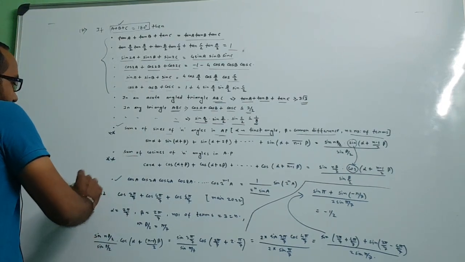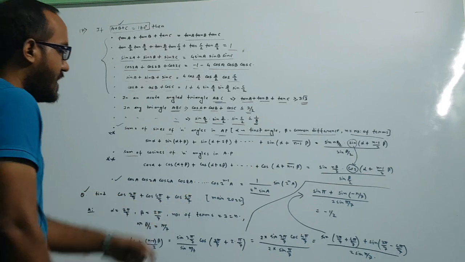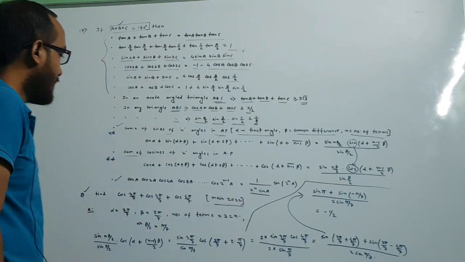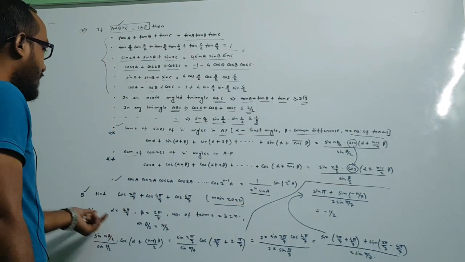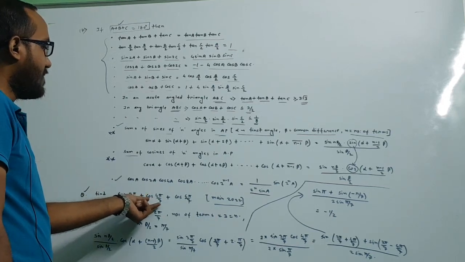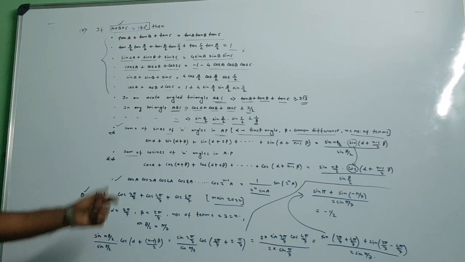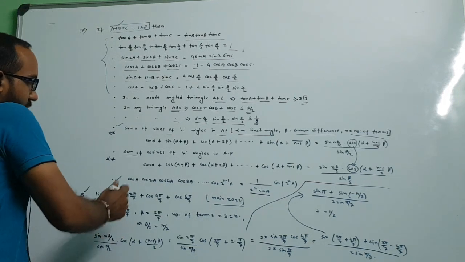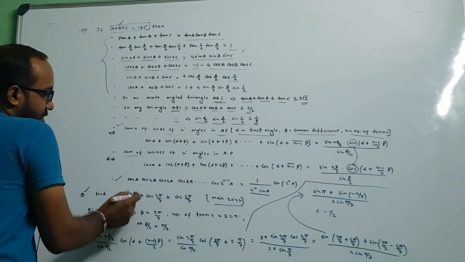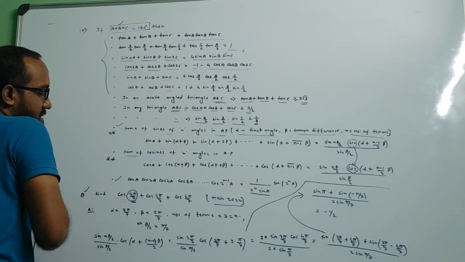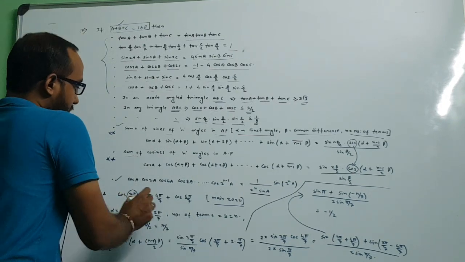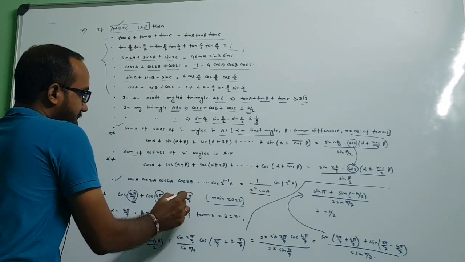Let us solve one recent question which came in JEE Mains 2022. You have to find the value of cos 2 pi by 7 plus cos 4 pi by 7 plus cos 6 pi by 7. See, there are no clues, right? But if you observe, 2 pi by 7 is the first angle, then 4 pi by 7, then 6 pi by 7.